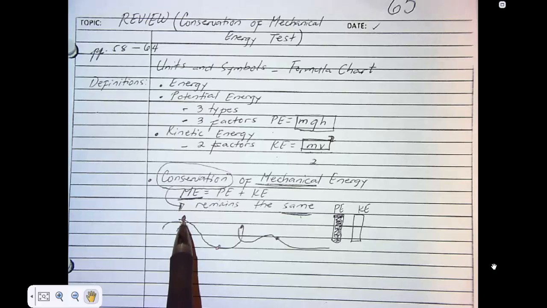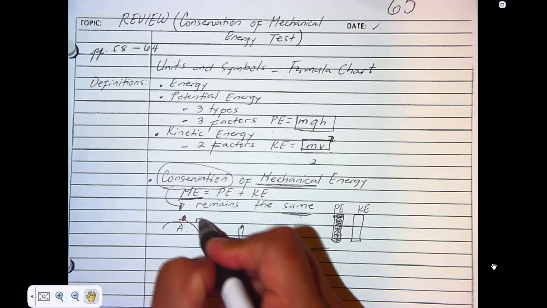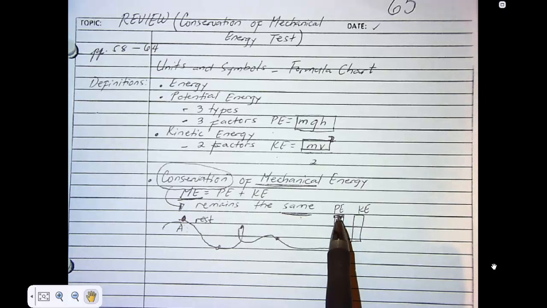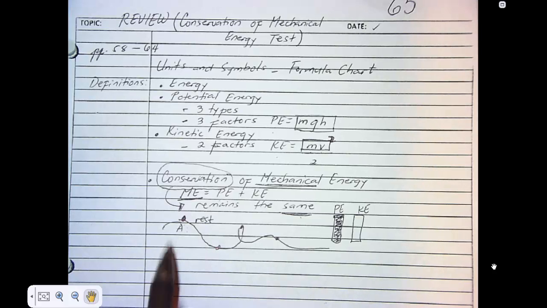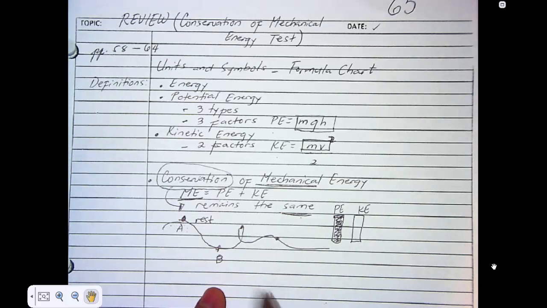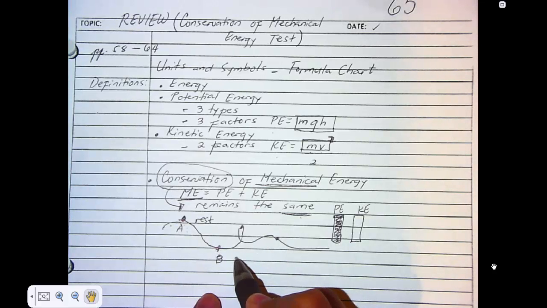And since this started from rest, and then it will start rolling down, that means that at this point, your kinetic energy is 0. So notice that potential is high, kinetic is low. Now the opposite will happen if we look at the lowest point B. Then we know that at the lowest point, your speed is the fastest.